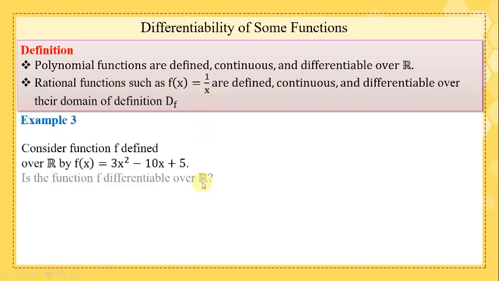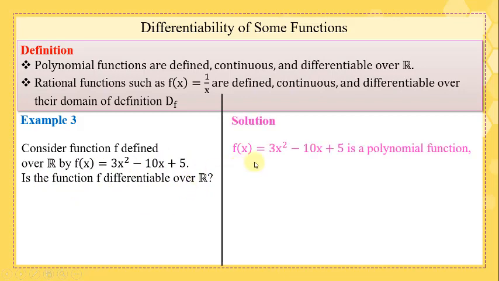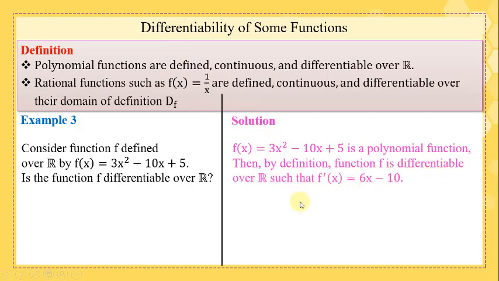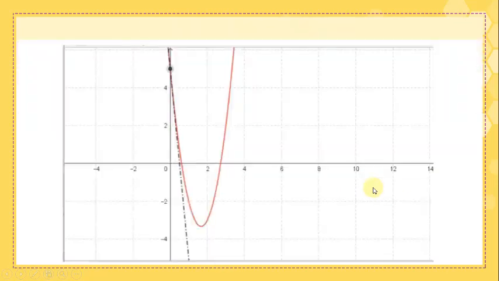Example: you have this polynomial function. Okay, you remember polynomial functions from grade 10. 3x squared minus 10x plus 5. Is this function differentiable over R? Simply, we say that the function f is a polynomial function, applying the above rule, so by definition it is differentiable. Moreover, if we calculate the function derivative, we notice that it exists for any value of x belonging to R.